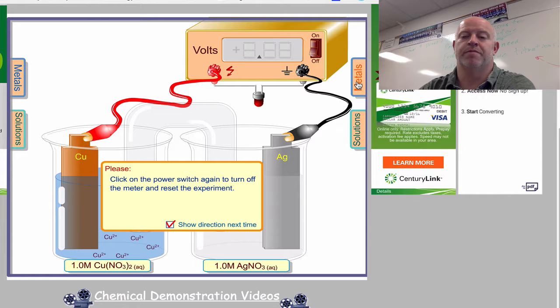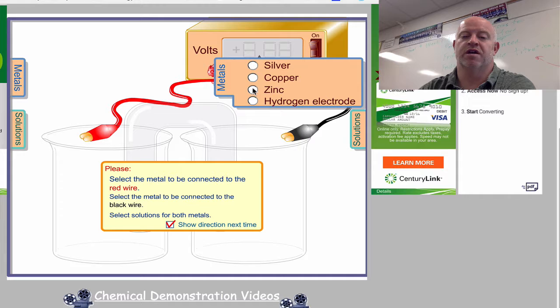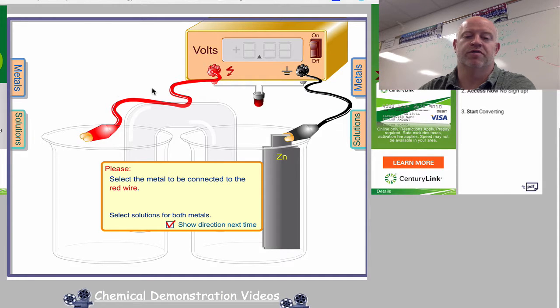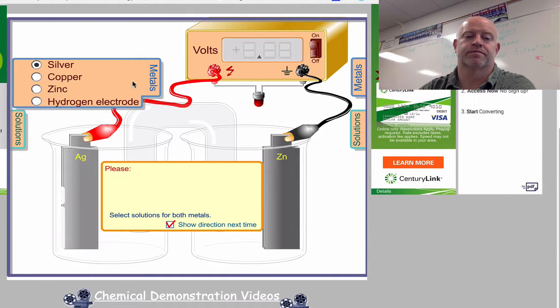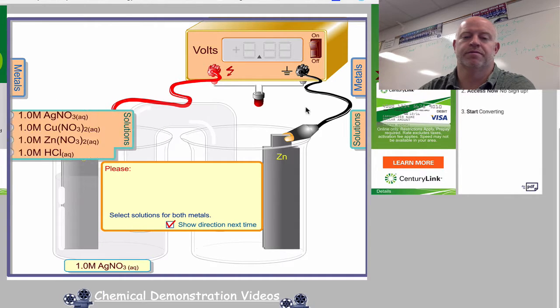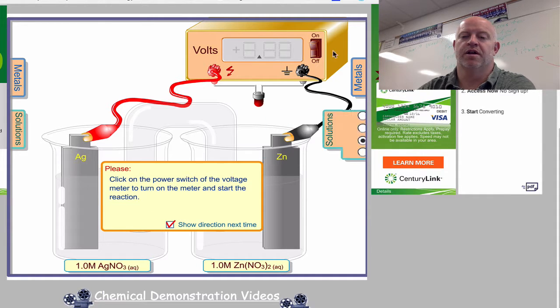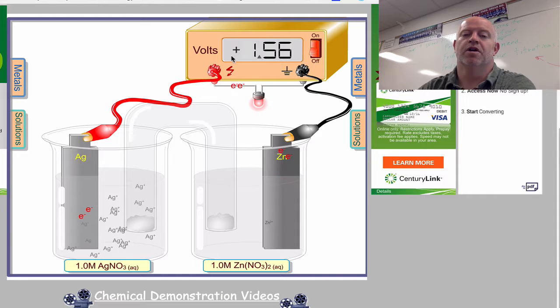Now if I swap out my metal, turn my switch off again, and change my metals, let's say I use zinc now with silver instead, and I get my silver nitrate solution and my zinc nitrate solution, and I turn this thing on, okay? Notice how our voltage now is 1.56. Before it was 0.45. Okay, so there's a mathematical way to calculate what this voltage is going to be, and we'll learn that here in a day or two.